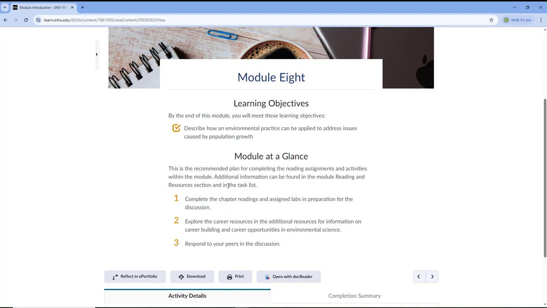This week, it's pretty easy as long as you've completed your environmental issues project and submitted that. You're going to just read the chapter readings and prepare for the discussion board post. We have some career resources that you can use to explore a little bit more if you're interested in a career in environmental science, and then respond to your peers for the discussion board post.